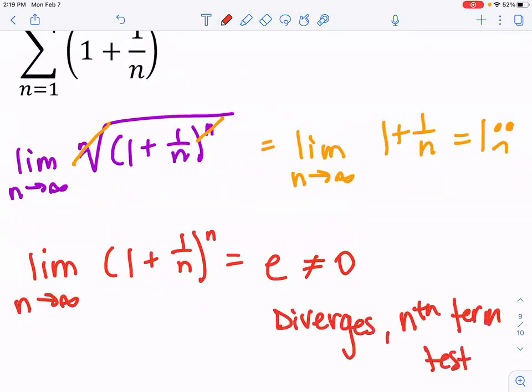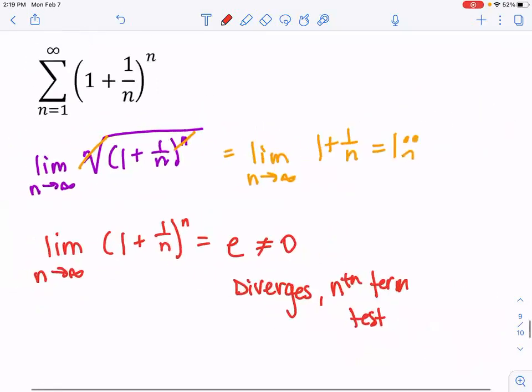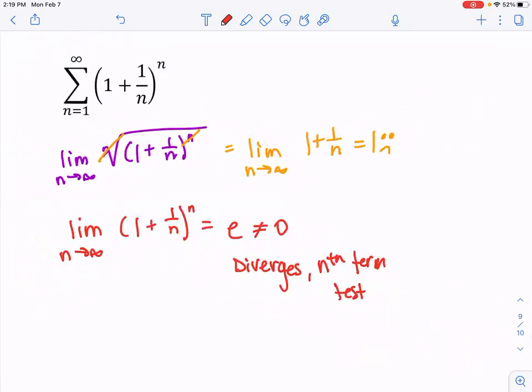So if you try to use the ratio or the root test and you get a limit of 1, you have to find a different test. And there's really nothing I can do about it. Now, in today's homework, you are going to practice using the ratio and the root test.